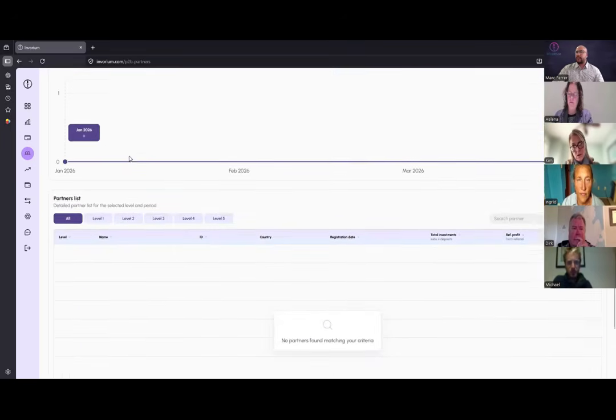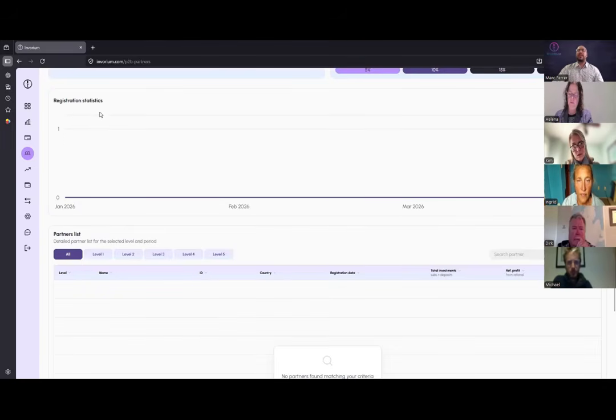If you go lower, you can see the registration statistic. It shows the dynamics of your network growth. You will immediately see in what periods the team was maximally active, and you will be able to analyze what exactly gave such a result.